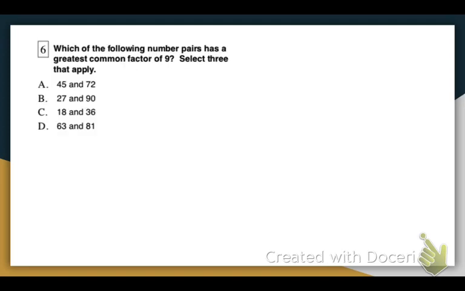Here we go. So I've got 45 and 72. Is 9 the only factor that will go into there? So 9 times 5 is 45, and 9 times 8 will give me 72. And 5 is prime, and it won't go into 8, so yes, it's A.